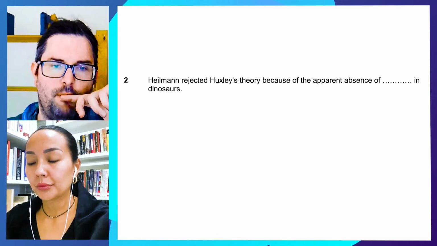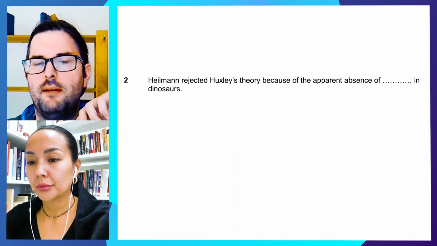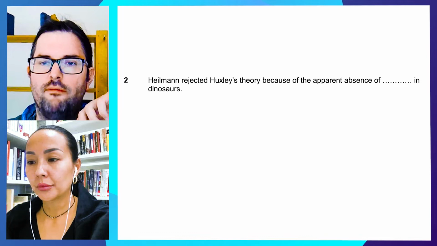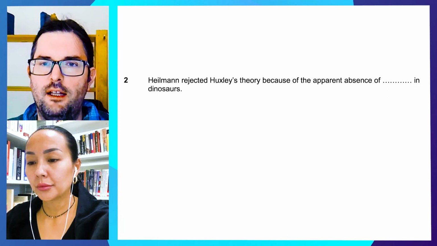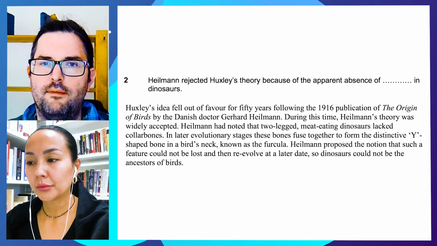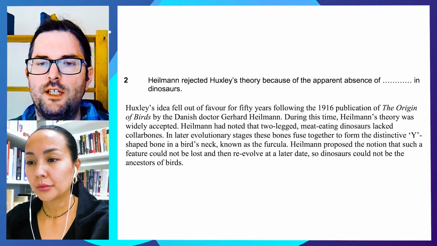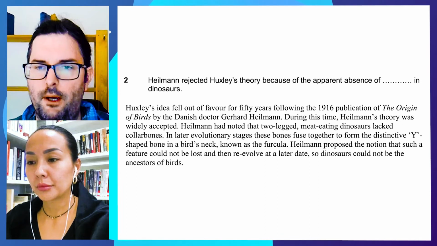Yeah. So number 2, Heilmann rejected Huxley's theory because of the apparent absence of blank in dinosaurs. So where was it? So we'll go back to where they're mentioning Heilmann, in 1916. So it says here, in the third paragraph, Heilmann had noted that two-legged meat-eating dinosaurs lacked collarbones.